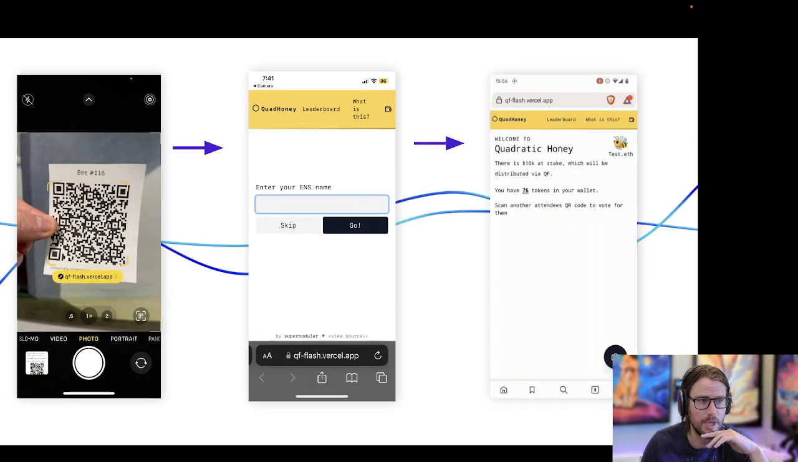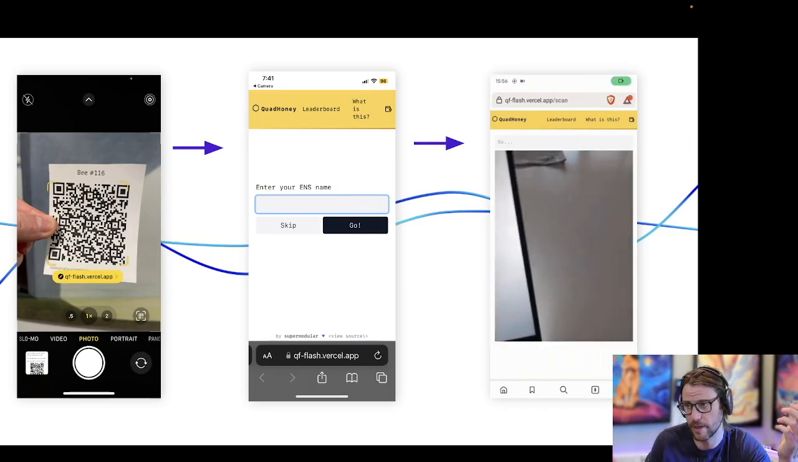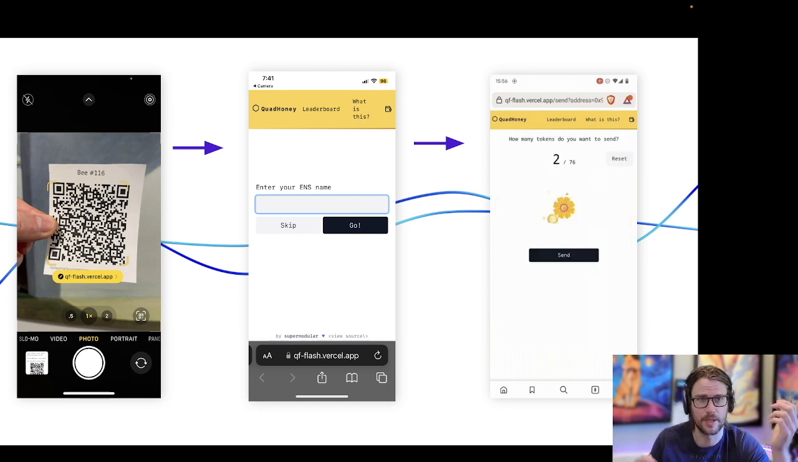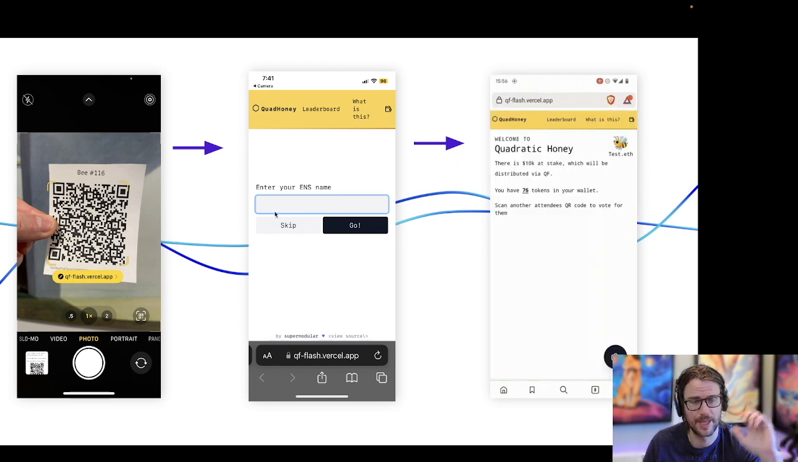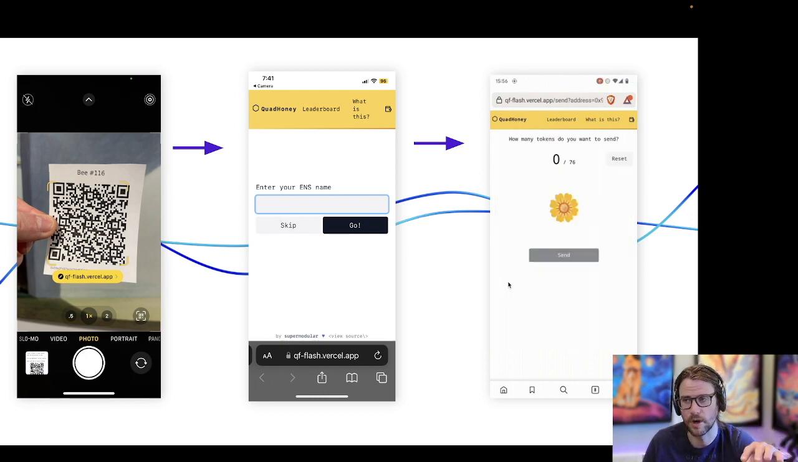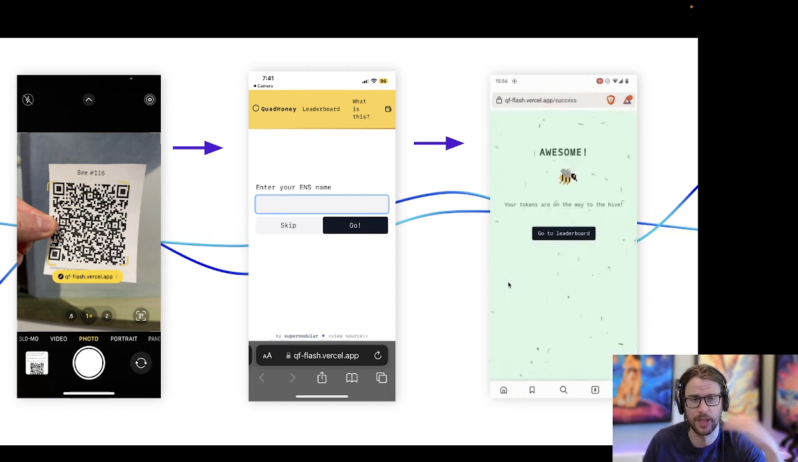At the end of the event, the organizers know which exhibitors are a hit because of the experience with the quadratic voting game. So basically, everyone at Schelling Point in the audience got a QR code, which gave them some amount of vote credits. They enter in their ENS names into the QR code, and then from there they're able to scan QR codes from the exhibitors at Schelling Point that they think are a hit.